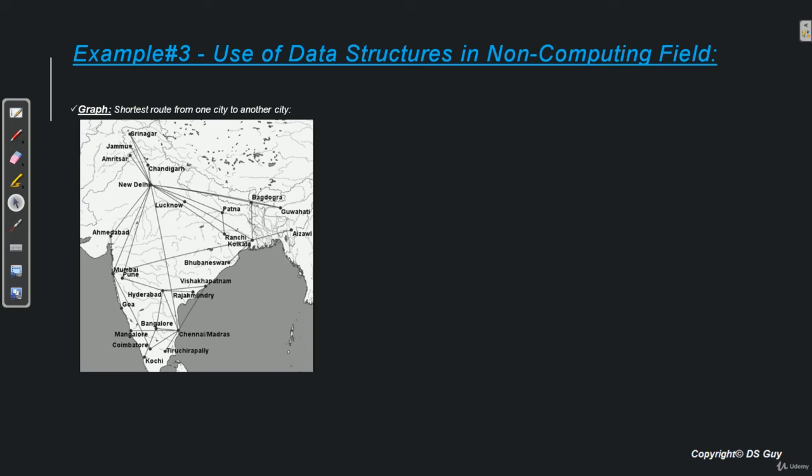So those are very simple but classical examples of the use of data structures in our day-to-day life. I hope you are now slowly getting an idea of how data structures directly or indirectly always affect our life. So that is all for this video.